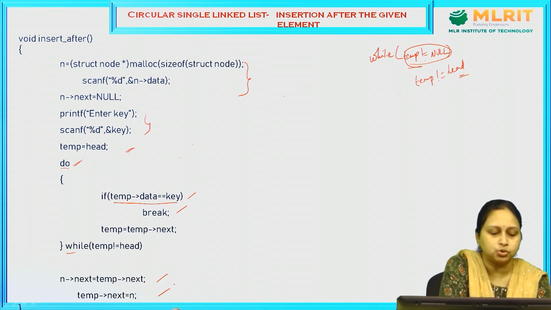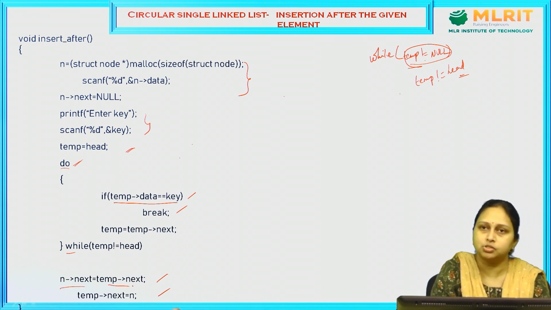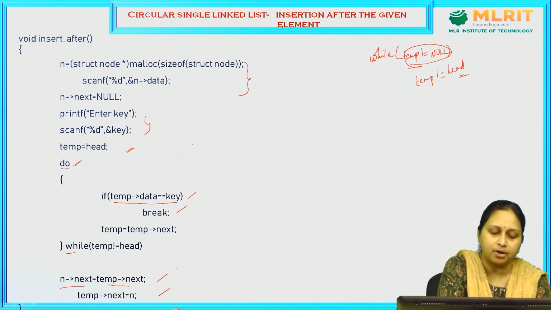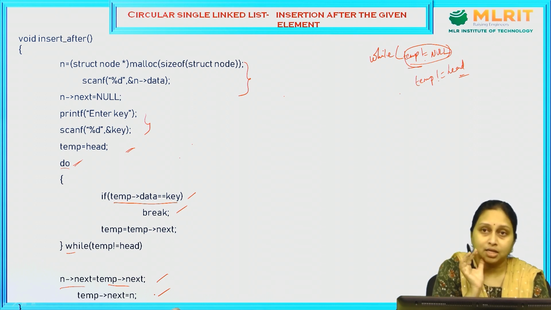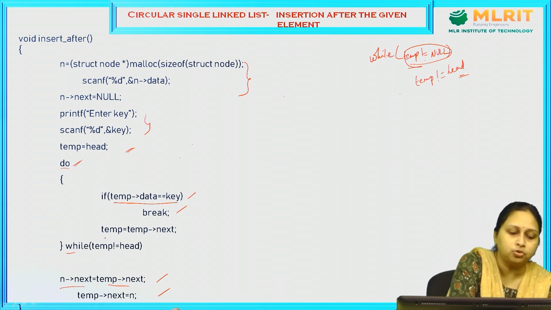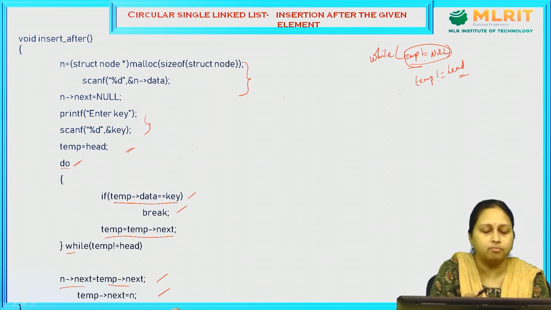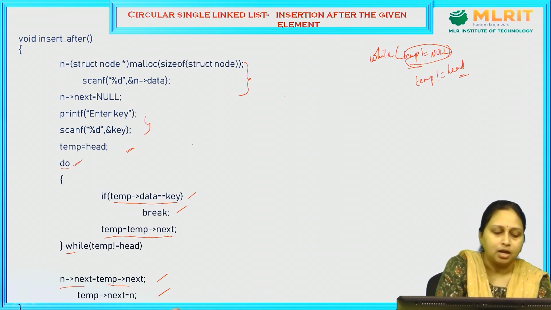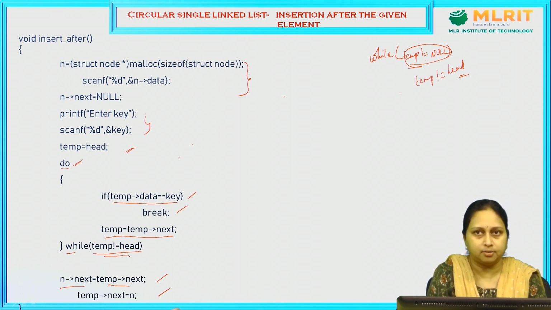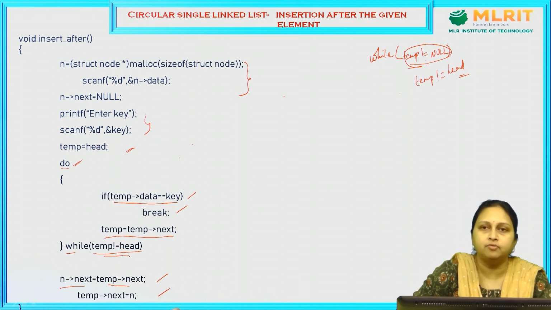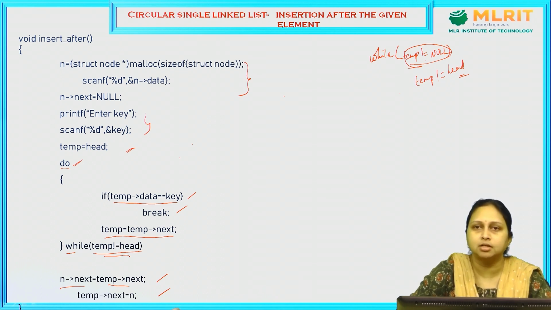For the connections, you can check the single linked list representation: n arrow next equal to temp arrow next, and temp arrow next equal to n. These are the cases we have already discussed. And if the key value is not present, then you need to move your temp to the next location, repeating until temp is not equal to head. In the circular linked list, if it reaches the head value, then the loop will be terminated, right? So we are going to use the do while loop in the circular single linked list.